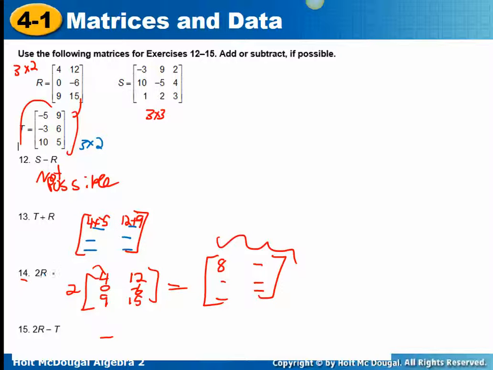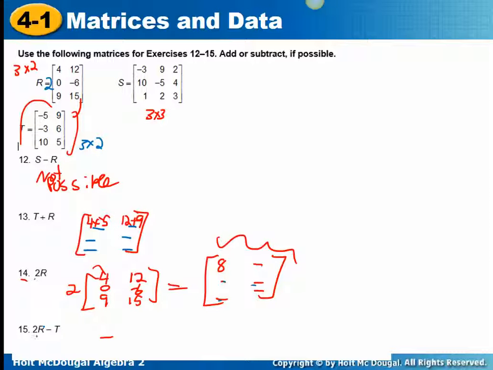In number 14, it says 2R. All you have to do is take your matrix R, and you're doing scalar multiplication, so you'll multiply every entry in here by 2. So 2 times 4 is 8. I wrote that already. And then all of the other ones need to be multiplied by 2 as well.